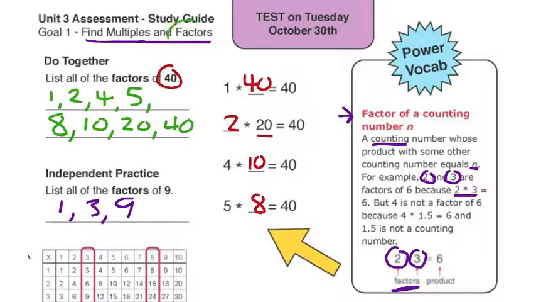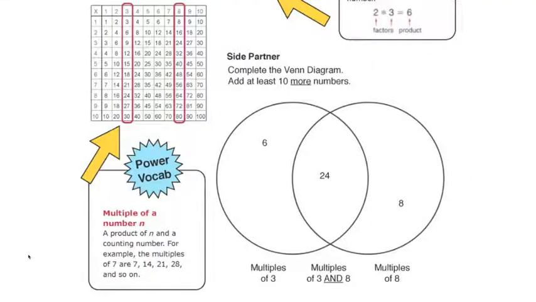We've talked about what factors are. Let's talk about what multiples are. A multiple is a product of n and a counting number. For example, the multiples of 7 are 7, 14, 21, 28, and on and on. An example I've put here is 3. The multiples of 3 are 3, 6, 9, 12, 15, 18, 21, 24, 27, and 30, and so on down the list.